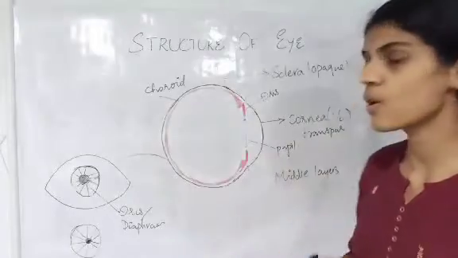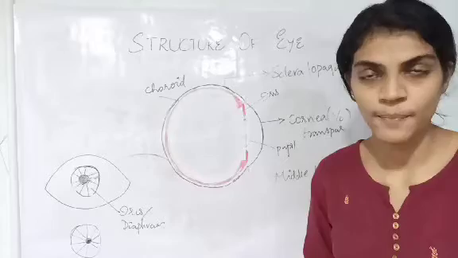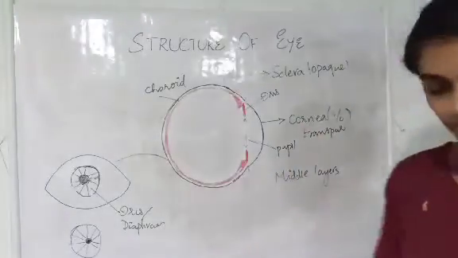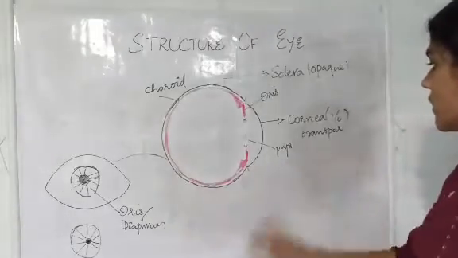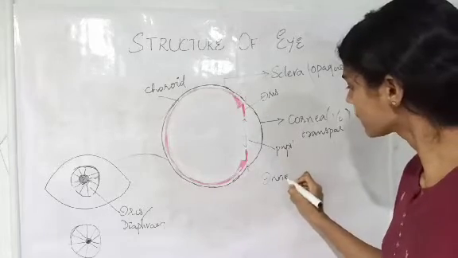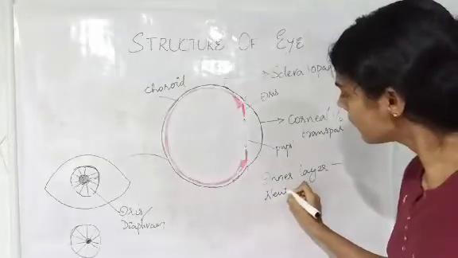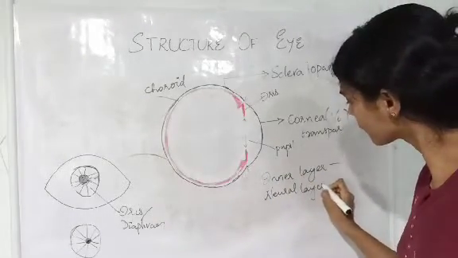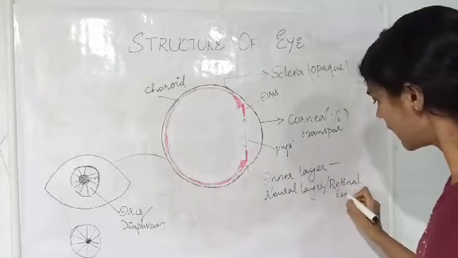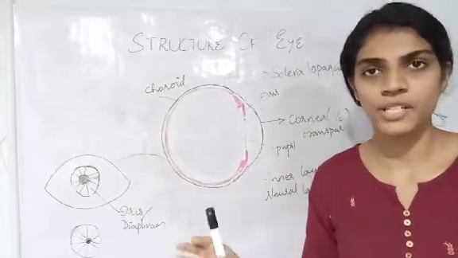Next, moving on to the third most important layer of the eyeball, which is known as the inner layer or neural layer. The inner layer is known as the neural layer or retinal layer. So the inner one is the most important layer.